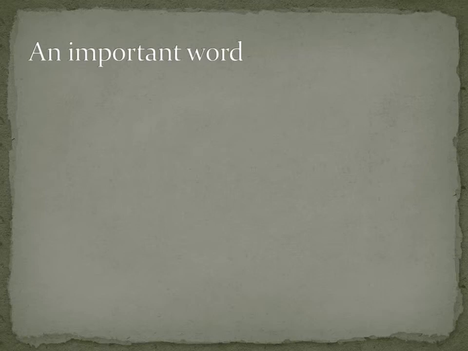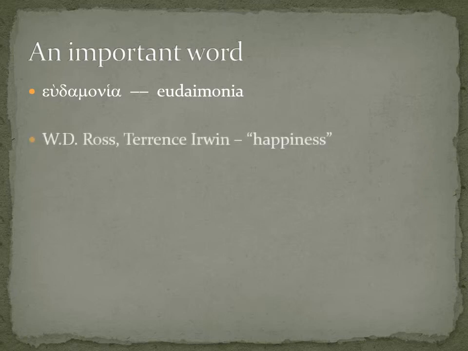One more thing before you get started. There's a word Aristotle uses throughout the Nicomachean Ethics that we need to understand in the context of his day. That word is eudaimonia. I've written it in Greek letters to the left. That's exactly the way Aristotle would have written it, and then transliterated it into a form we can pronounce on the right. Eudaimonia.